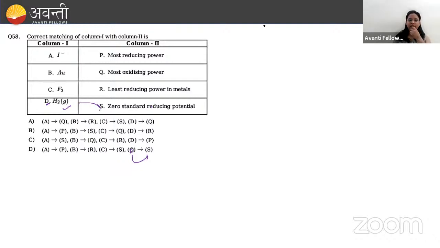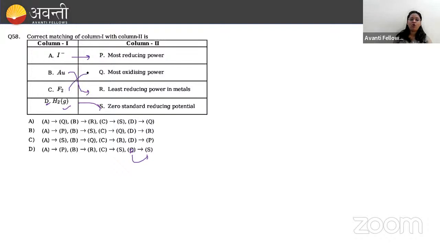Yeah, F2 is what? F2 shows zero standard reducing potential, or H2 will show zero standard reduction potential. See here, I minus is what? Most reducing power. I minus is having most reducing power. Au is having what? Least reducing power. Okay, Au is having least reducing power in metals.